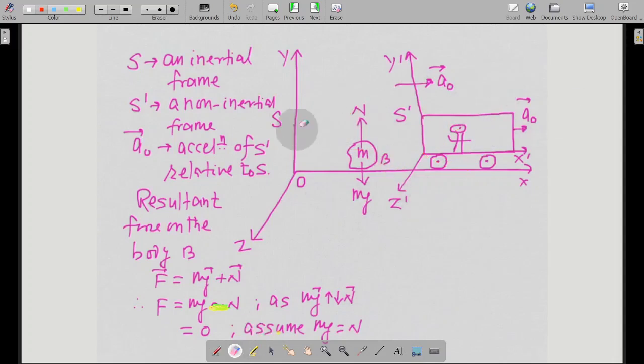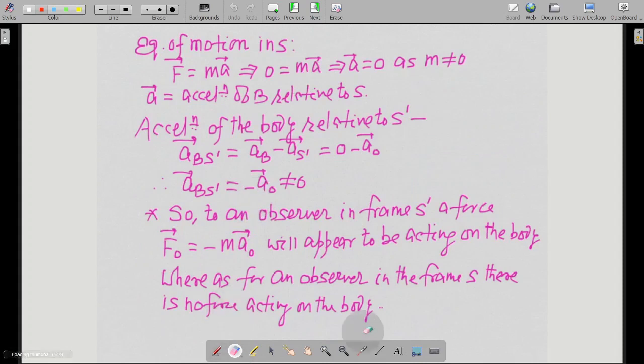Now certainly, as there is a non-zero acceleration visible to an observer in a non-inertial frame, clearly there will also be a force with respect to that observer which is acting on that object. So to an observer in frame S prime, force F naught equals minus m a naught. Okay, you will multiply this by m clearly. So to an observer in the frame S prime, force F naught equal to minus m a naught will appear to be acting on the body, whereas for an observer in the frame S there will be no force acting on the body.